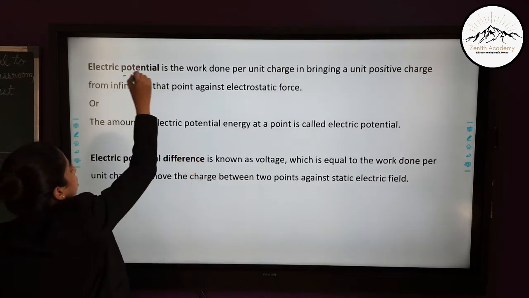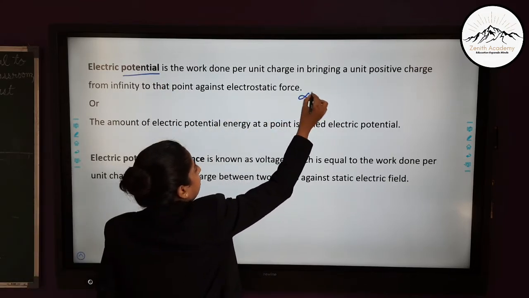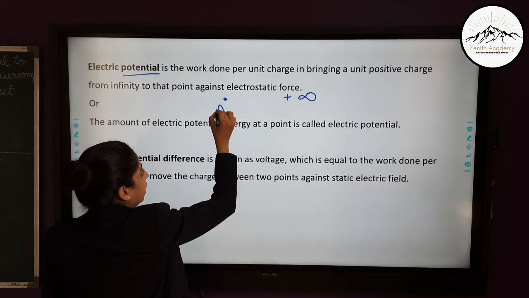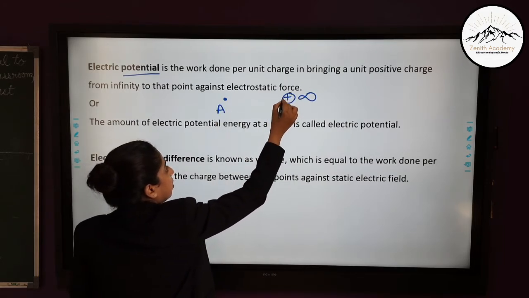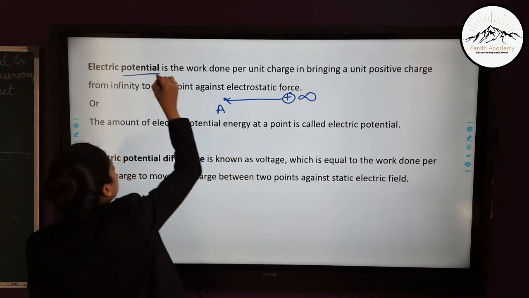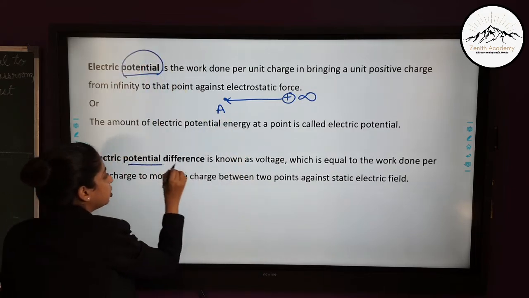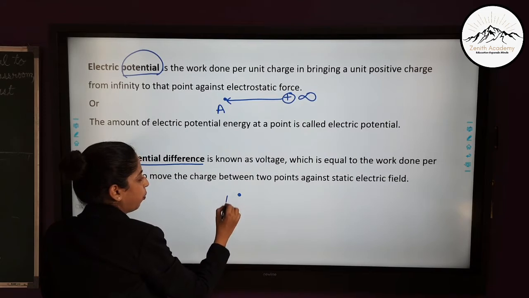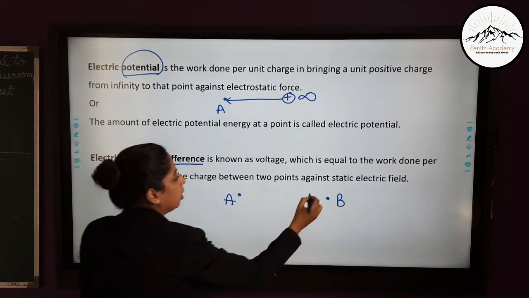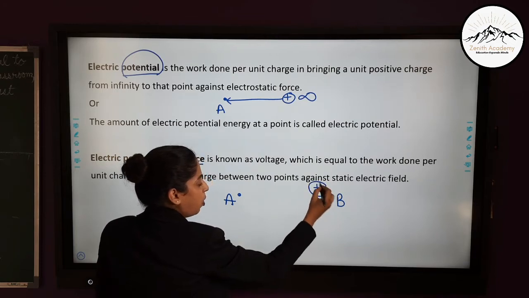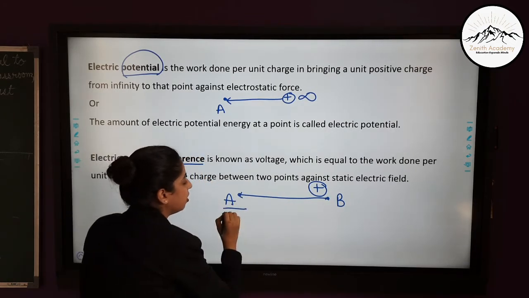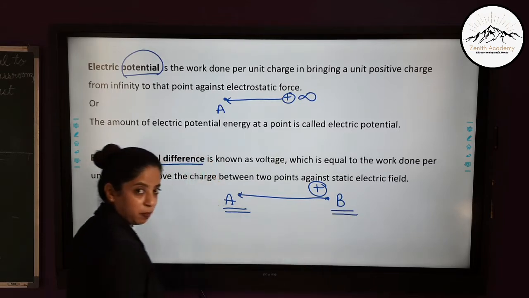So, now we know for potential, if this positive charge was kept at infinity and we want to find the potential at this point A, then the amount of work done in bringing this unit positive charge from infinity to that point A is known as potential. Then what is potential difference? If I have 2 points, point A and point B, then the amount of work done in bringing this unit positive charge from one point to another point is known as the potential difference between these 2 points.